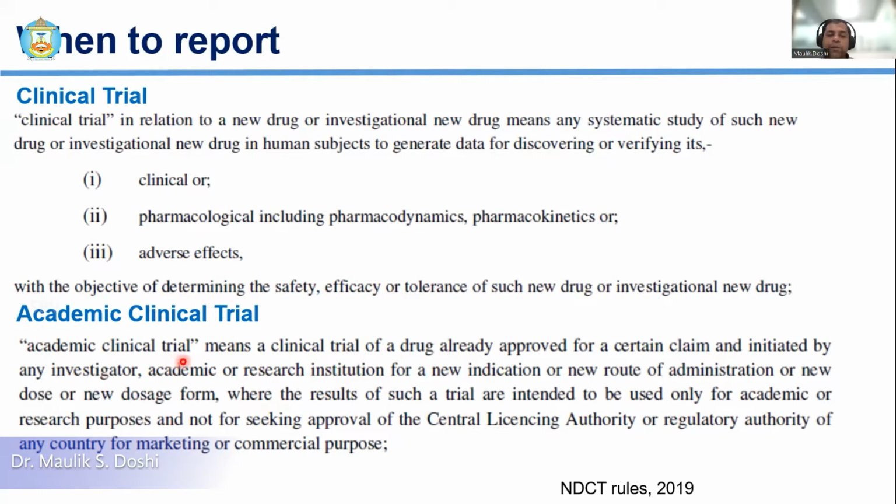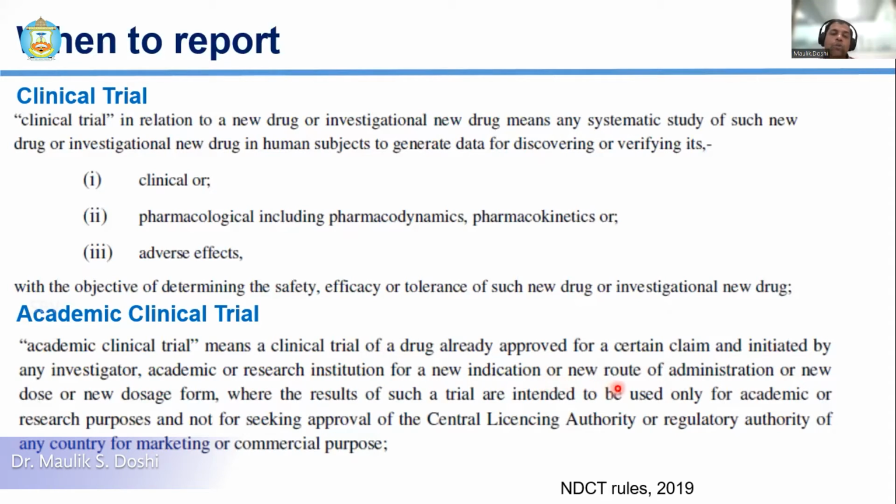So it says academic clinical trial means a clinical trial of a drug which is already approved for certain claim. Now, an investigator or any academic research institute wants to test that product for any new indication. For example, COVID. In COVID, you might have seen that so many people were trying some drug in this COVID indication. Then your academic study becomes an academic clinical trial.